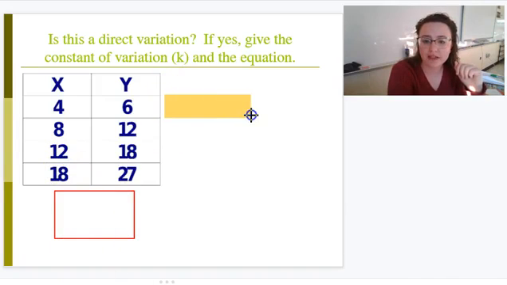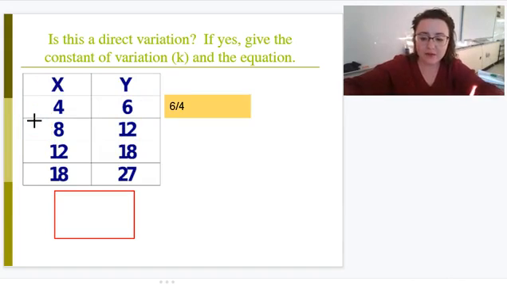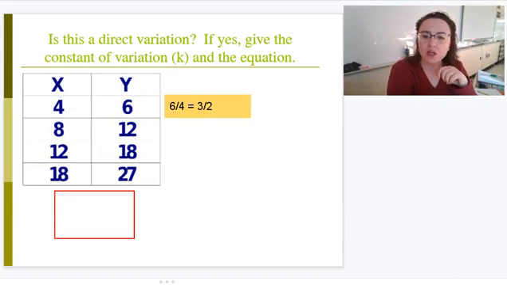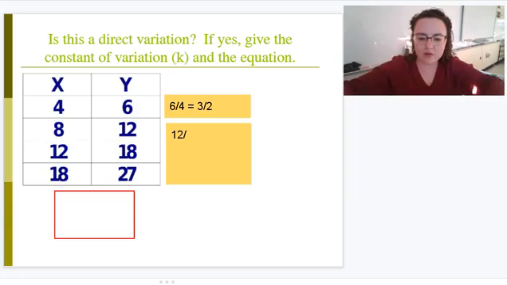So for my first one here, I'm going to do y divided by x because direct, divide. So I'll do 6 divided by 4, which simplifies to 3/2. So in order for this to be a direct variation, hopefully all of these other 3 are also going to give me 3/2. So let's check this one. 12 divided by 8. So 12 and 8 will both simplify by 4, and I still get 3/2.